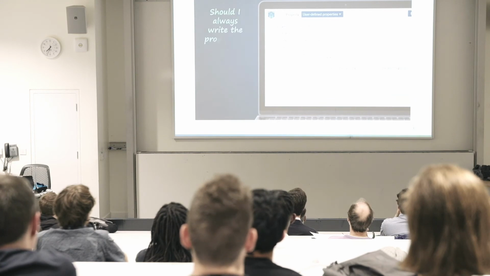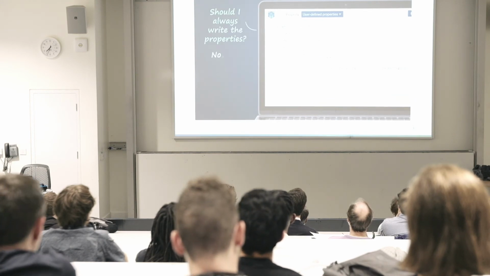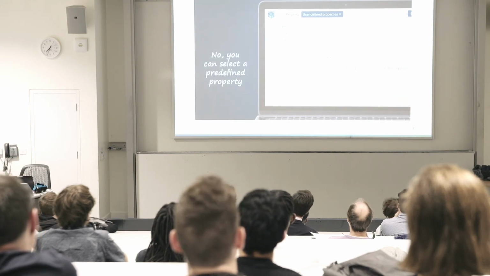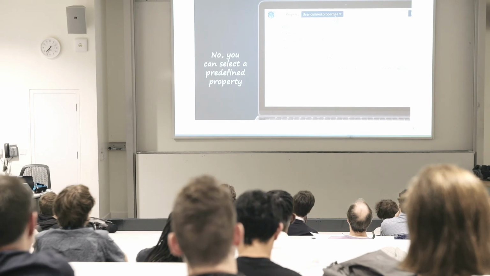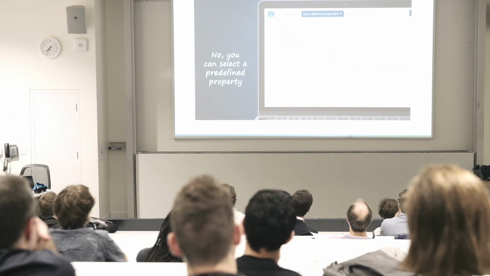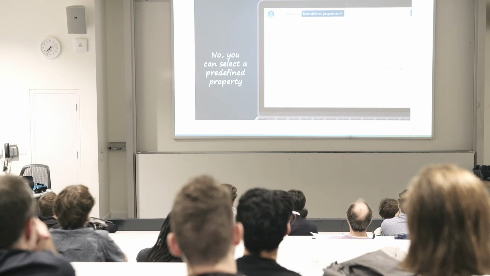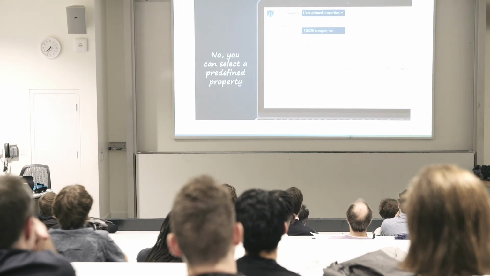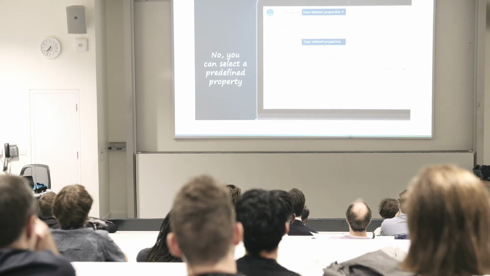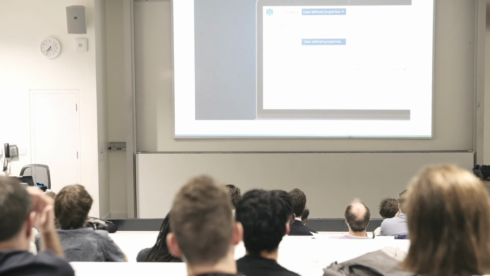Should I always write the properties myself? No. You can also select predefined properties from a list. The list grows continuously as we add new properties based on standards and best practices from the community. The user selects a property out of a list of useful properties. For instance, this list covers common vulnerabilities in smart contracts.